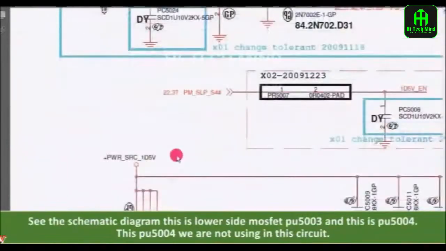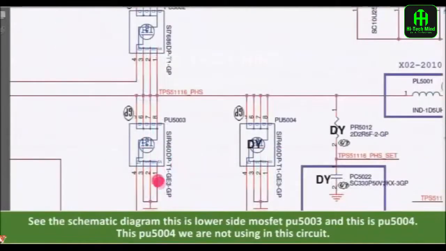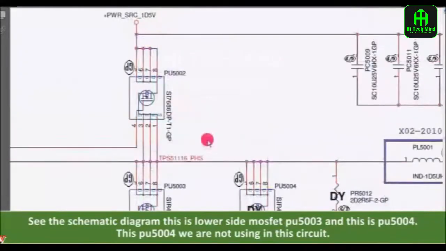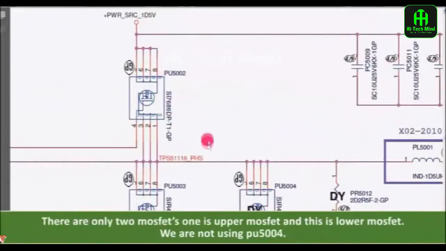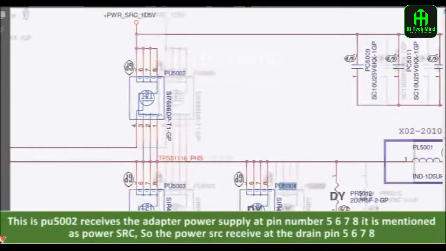See the schematic diagram. This is the lower side MOSFET PU 5003 and this is PU 5004. This PU 5004 we are not using in this circuit. There are only two MOSFETs. One is the upper side MOSFET and this is the lower side MOSFET. We are not using PU 5004.